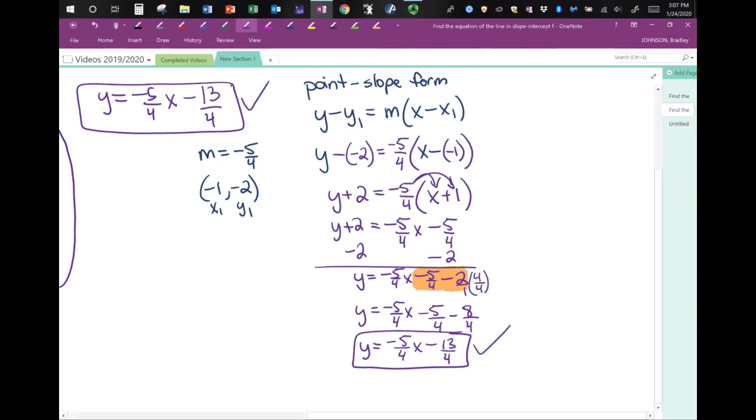It is totally up to you what form you like to use.